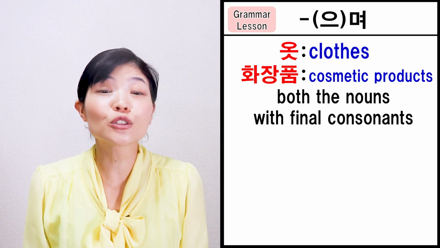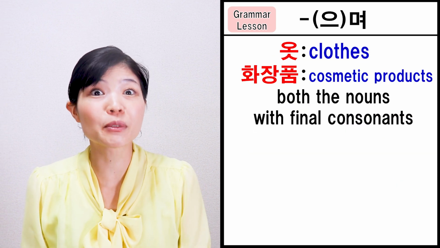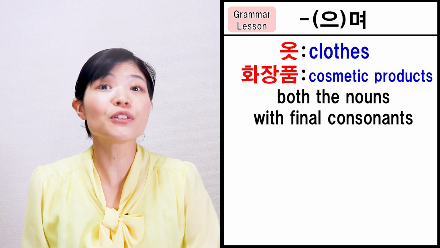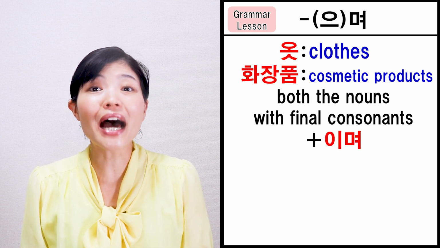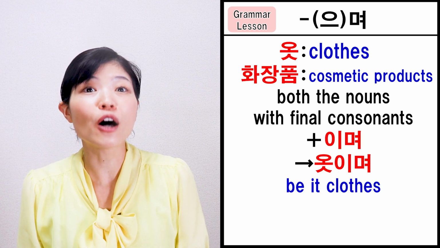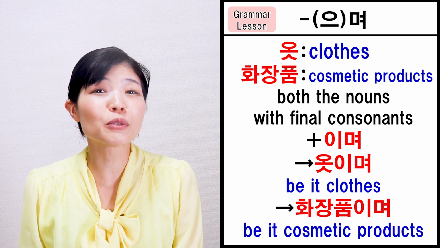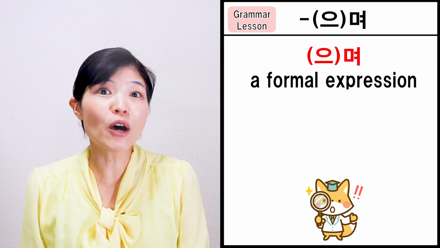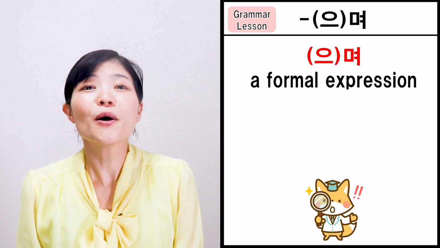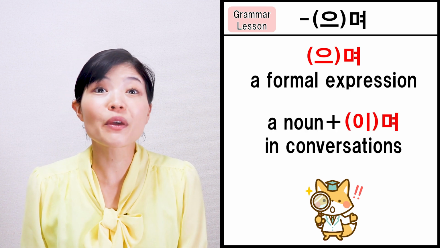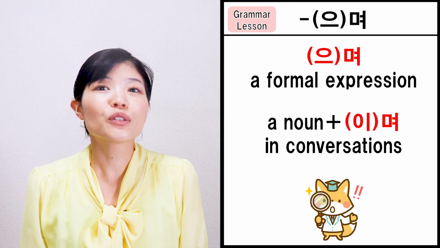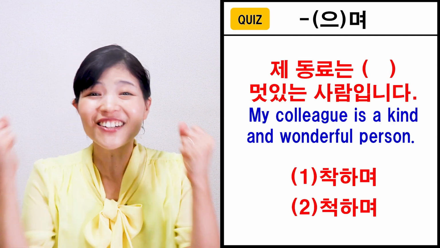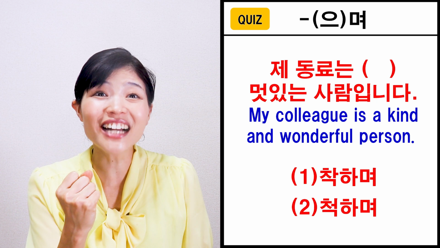Here, both the nouns 옷, clothes, and 화장품, cosmetic products, have final consonants. So you add 이며 to make 옷이며, be it clothes, 화장품이며, be it cosmetic products. Generally, this 으며 is a formal expression, but when you use it with a noun like 이며, you can use it in conversations. Quiz! Now it's time for a quiz.